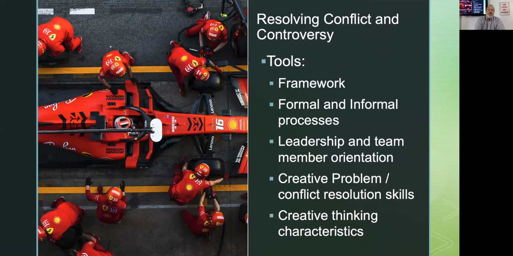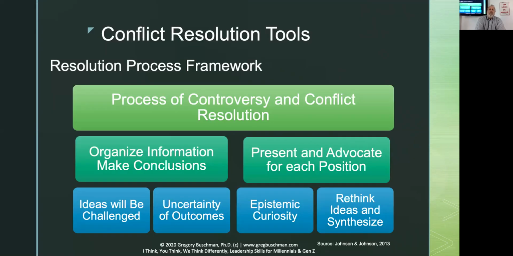And finally, we're going to talk about creative thinking characteristics. There are typically 4 ways that all humans think creatively. And there is another assessment you can give your team, and you take yourself. I've taken it, and I recommend all people take it. That will help identify who you have on your team and what seat they need to be in the conflict resolution process. So the first thing we wanted to take a look at is that resolution process framework.